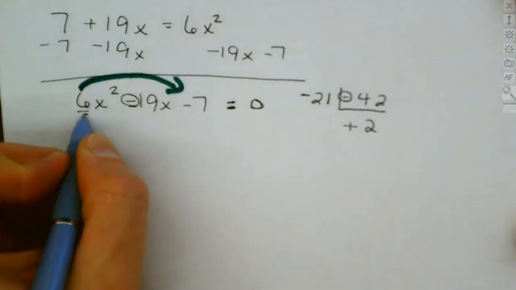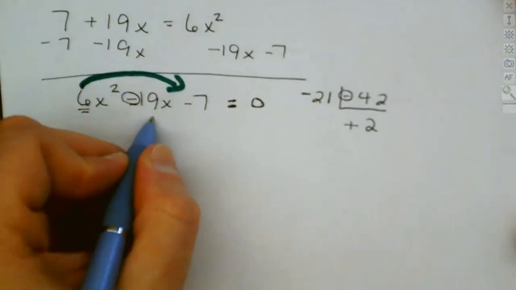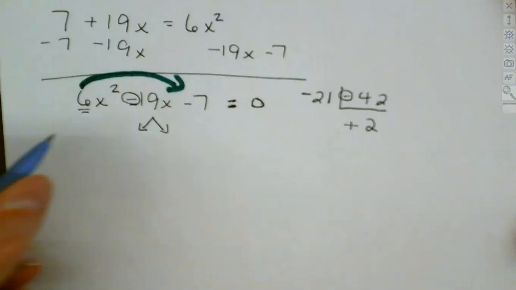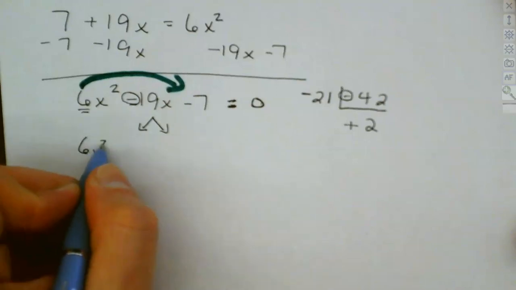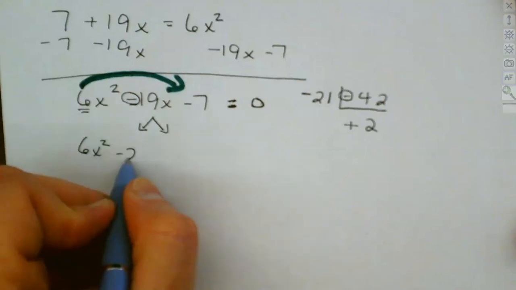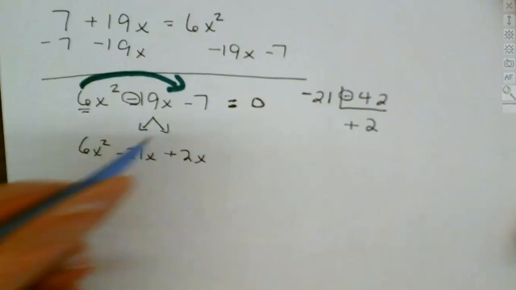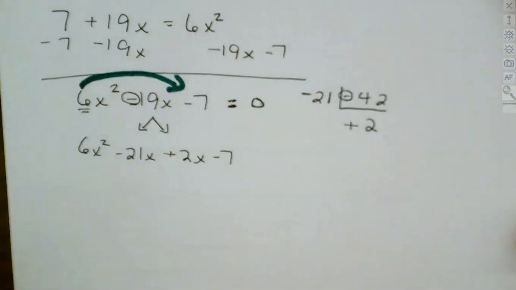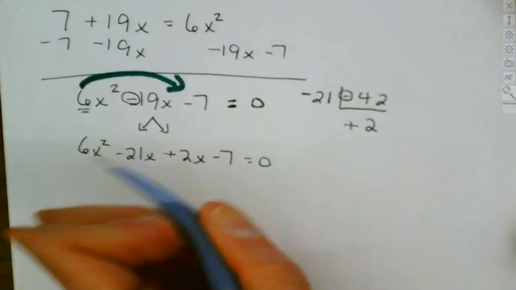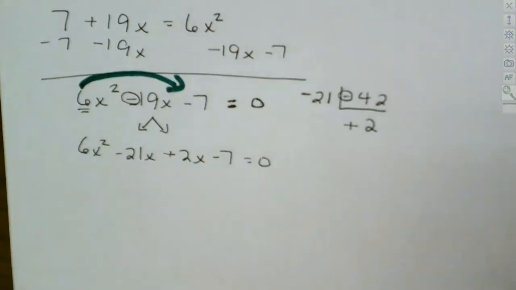Why? Because this has a 6 in front. So this 19, we have to split it up. So now we've got 6x squared. We've got a minus 21x. We've got a positive 2x and a minus 7. So we split up our middle, and now we factor.